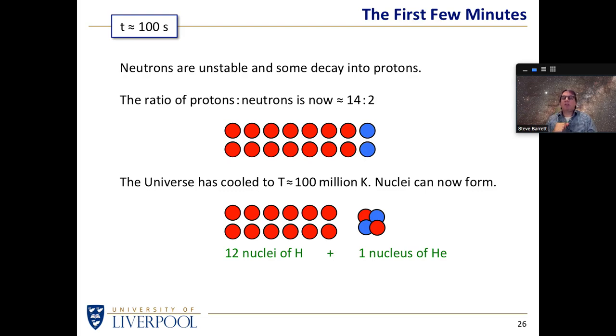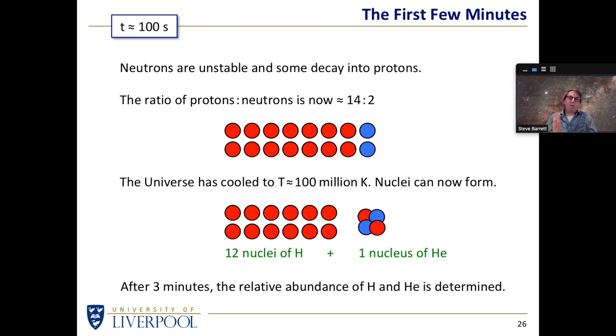So the point is that after 2 or 3 minutes, let's say 3 minutes, the relative abundance of hydrogen and helium has now been decided. From now on you can't turn protons into neutrons or neutrons into protons, and you can't make anything else. These structures are effectively now set in stone. The universe is too cold to start changing what we've got at this point.